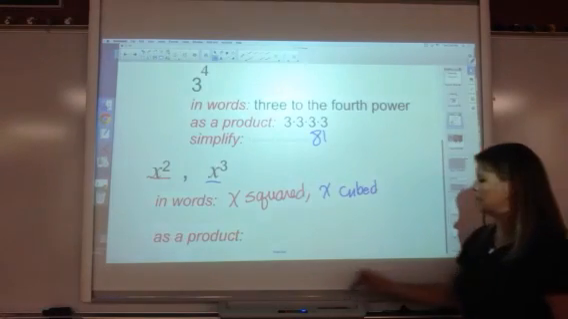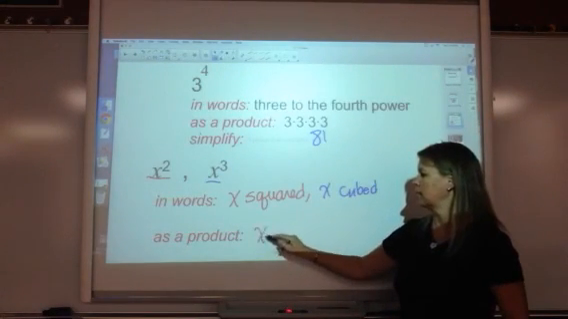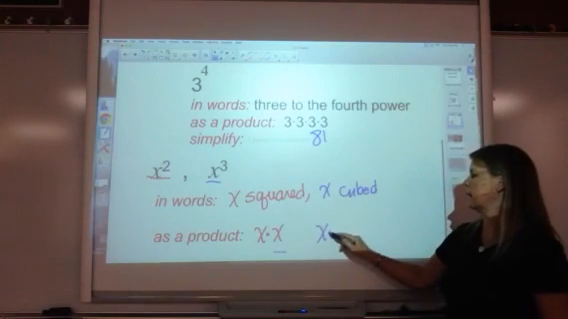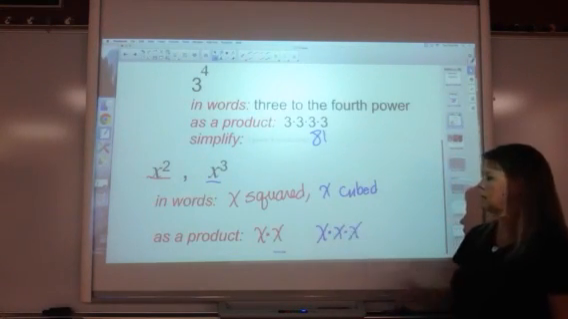How would you write that as a product if they ask you? X times x is the x squared, and x times x times x is the x cubed.